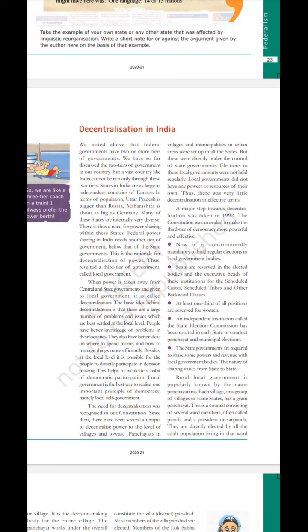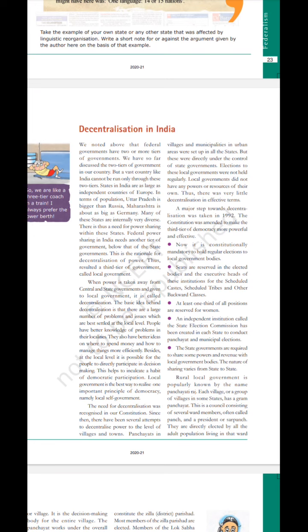Many of these states are internally very diverse. There is thus a need for power sharing within these states. Federal power sharing in India needs another tier of government below that of the state governments. This is the rationale for decentralization of power. This resulted in a third tier of government called local government. When power is taken away from central and state governments and given to local government, it is called decentralization.